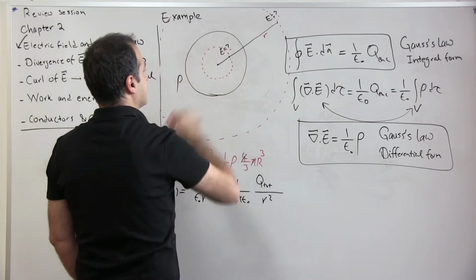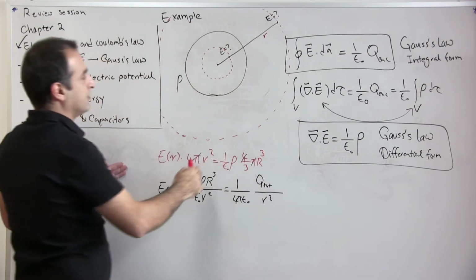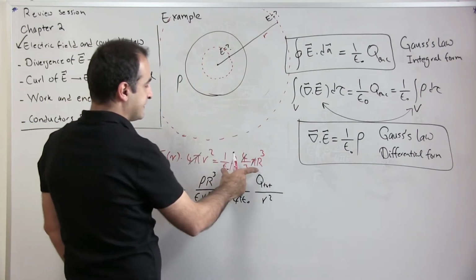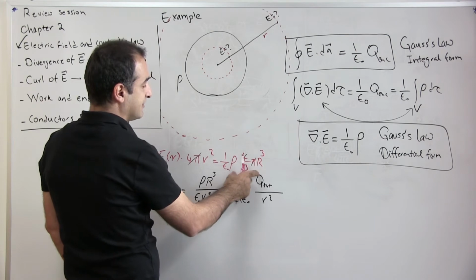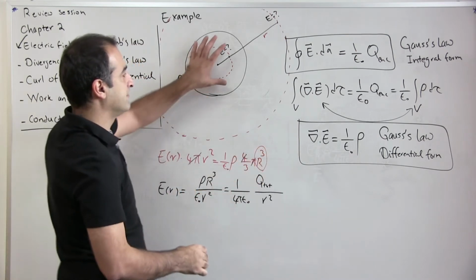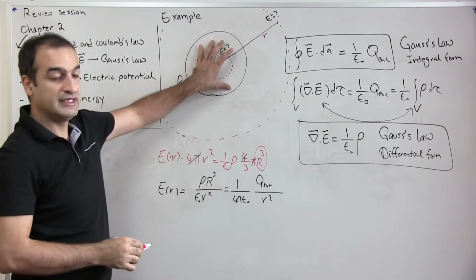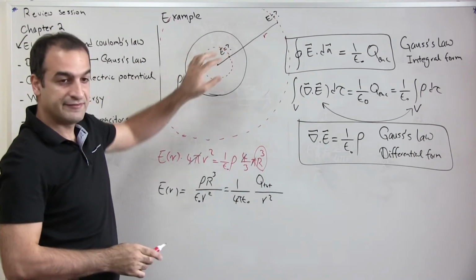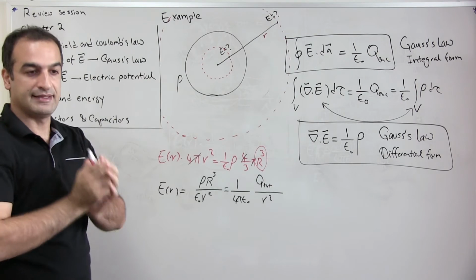Now, if you want to look at the electric field inside this solid sphere, you do the same approach. The only difference is that the total charge you're calculating doesn't run over the whole volume of the solid sphere. It only includes the part of the sphere which is inside your Gaussian surface.